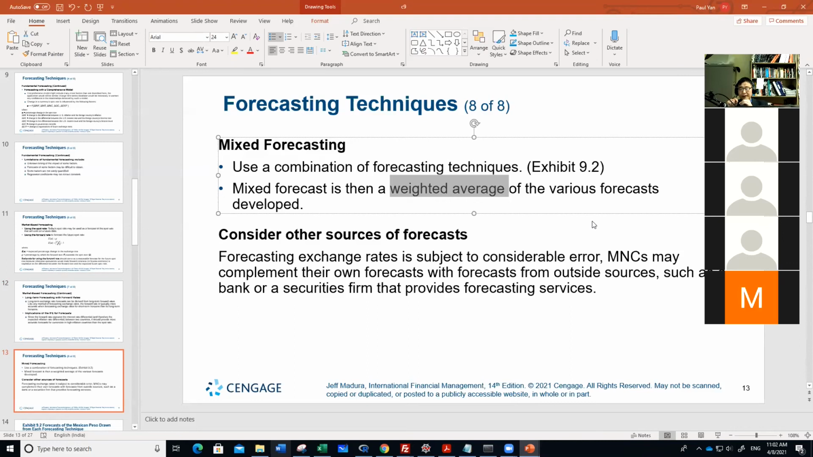Actually I have to measure the performance. Suppose I find that if I give more weight to method 1 compared with method 2, my result is more accurate. Then in the next period, I'll give more weight to method 1 and less weight to method 2. So this is called the weighted average. Based on our performance, we decide to give one method more weight and another less weight. The basic idea is we have several methods to forecast.